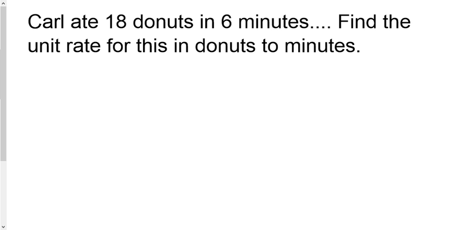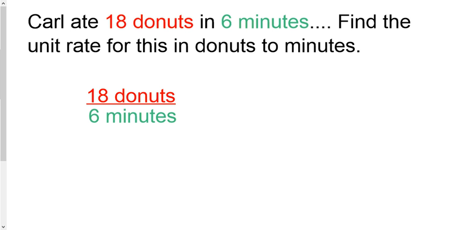With this lesson, we just want to take a look at how to make a unit rate when there's a fraction or fractions involved with the original rate. So if we took a look at a normal situation like Carl ate 18 donuts in 6 minutes, and we said find a unit rate for this, you would take a look at the problem and see that they would want donuts first and minutes second, and that would build your first rate.